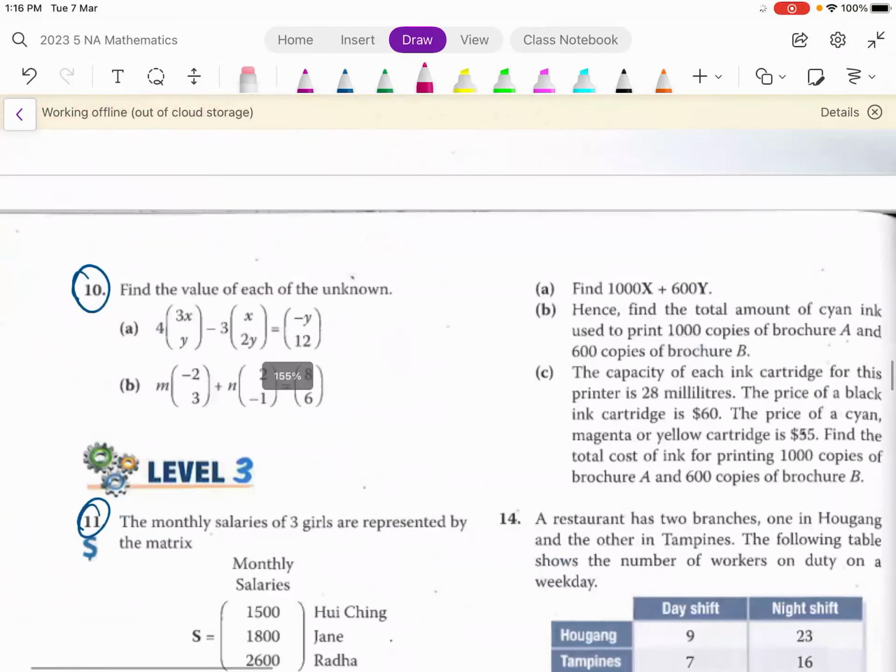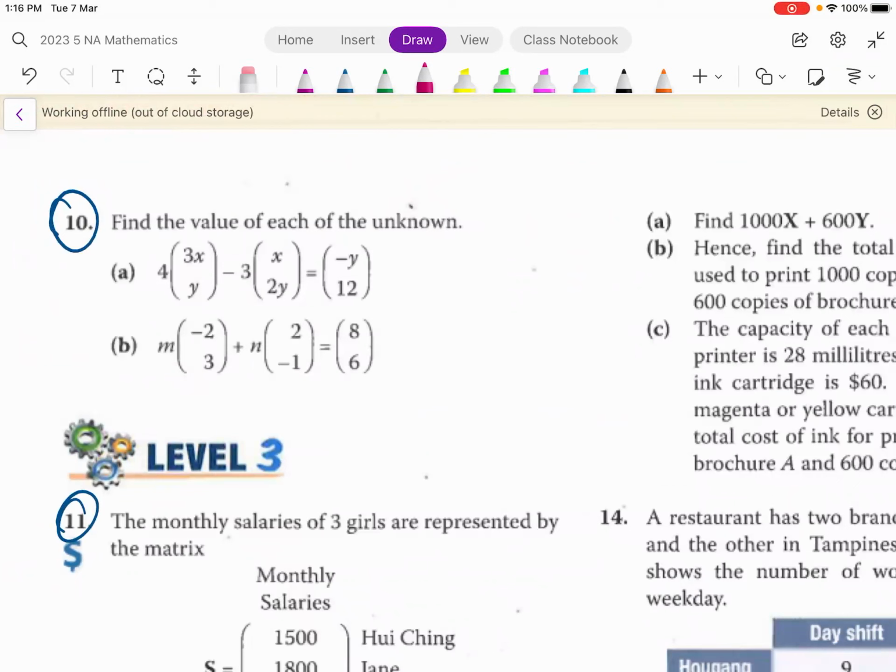Next, question 10. So here we have some solving for values of x and y. So in this case, question 10, there are 2 different types of question. The first one, you can simply take 4 times of 3x minus 3x, you get -y. And this is our first equation, which you can simplify. Okay, maybe let's simplify it first and we call it equation number 1. So from here, we get 12x minus 3x, 9x equals to -y, equation number 1.